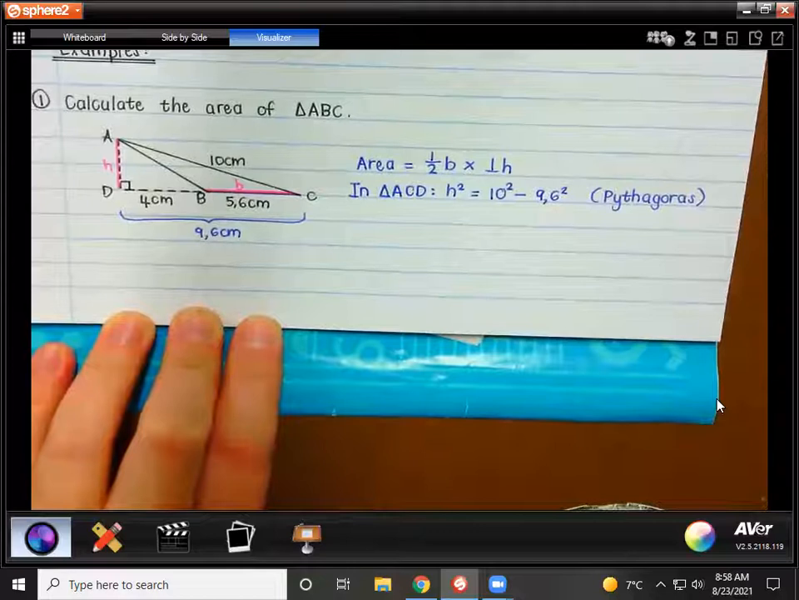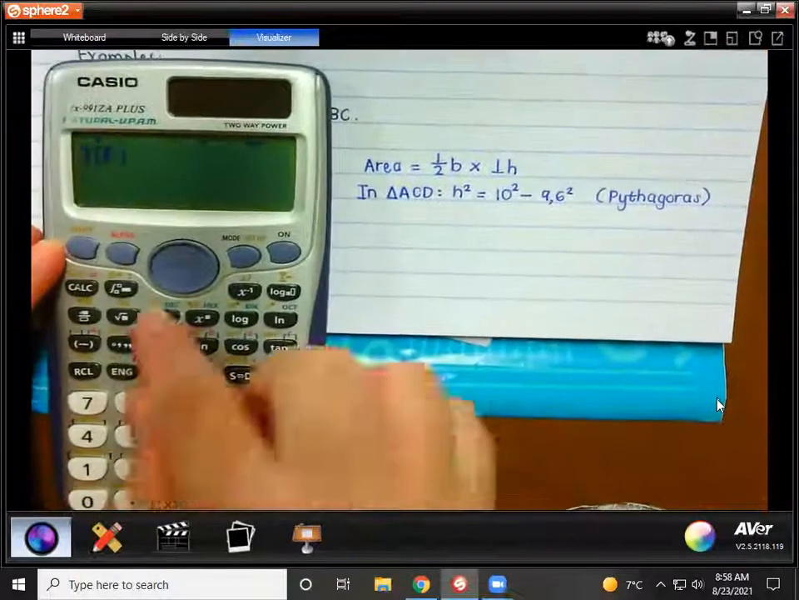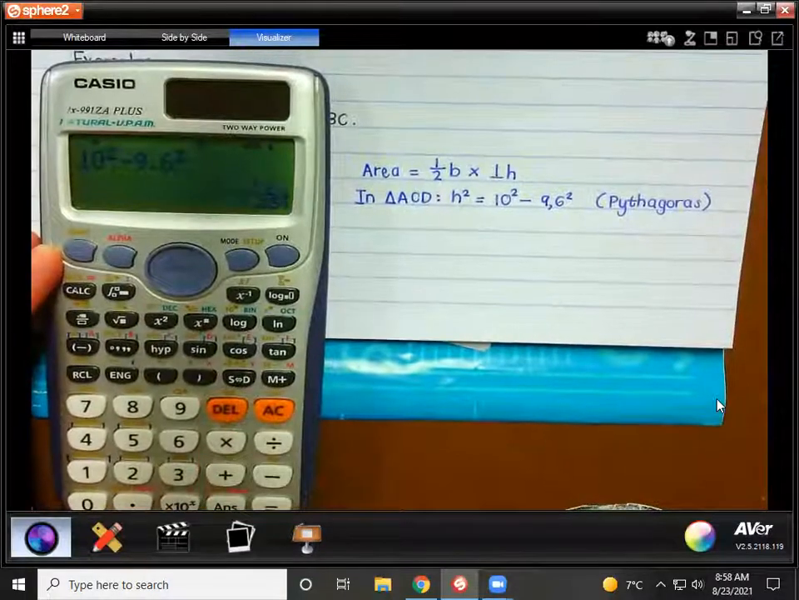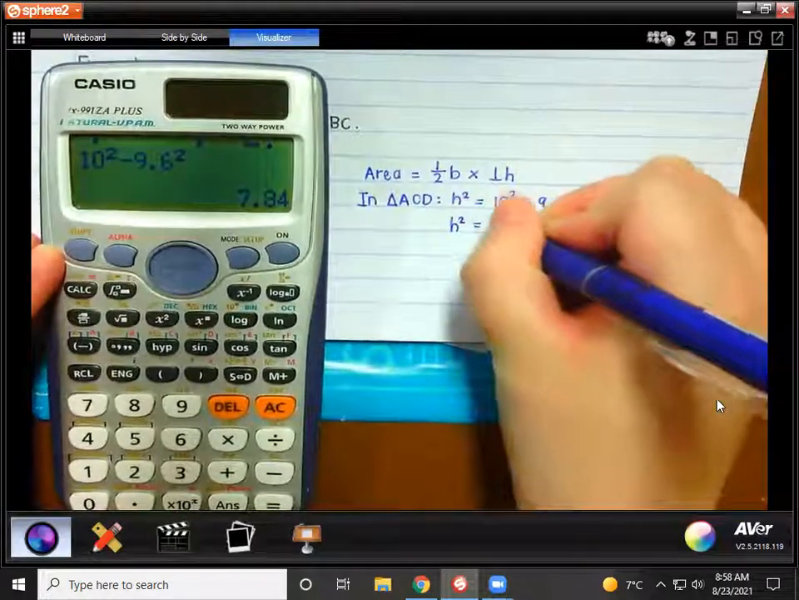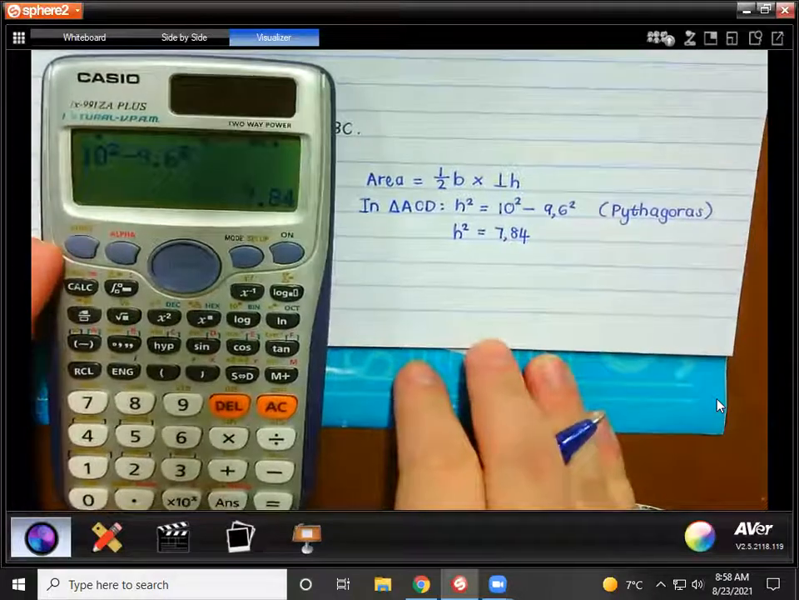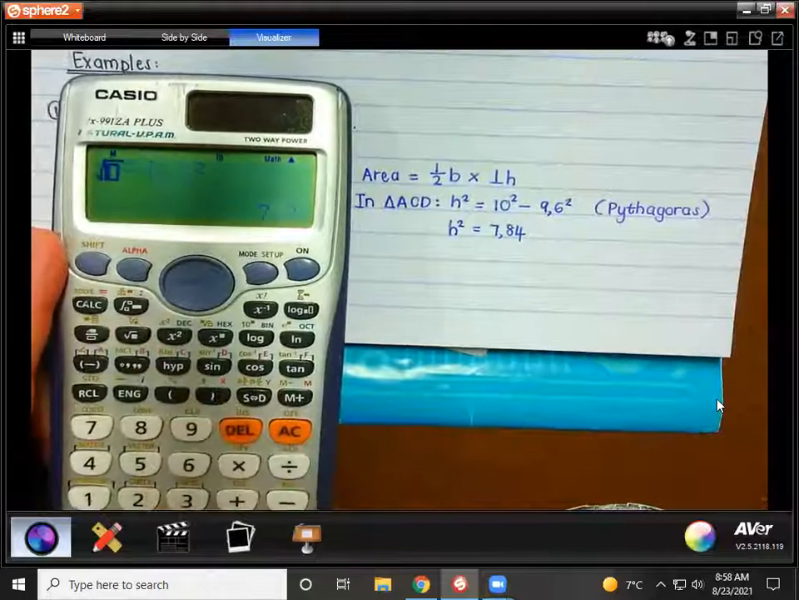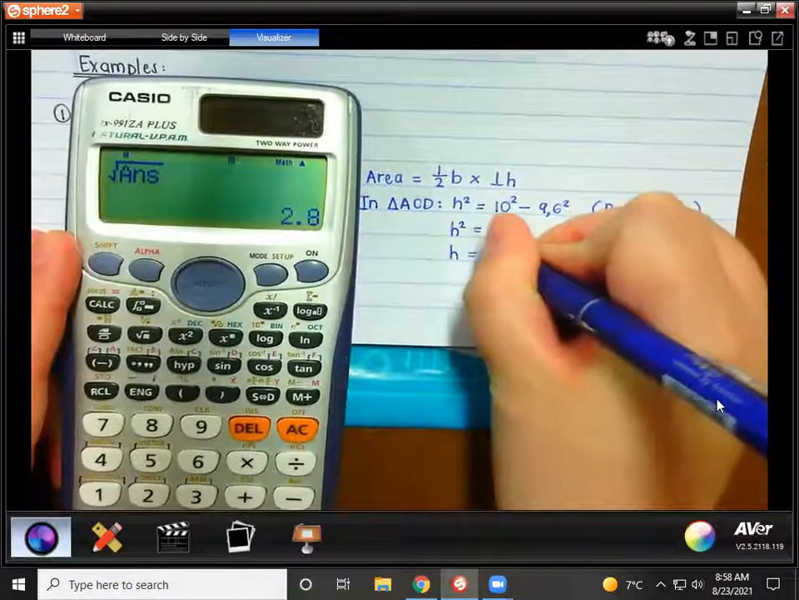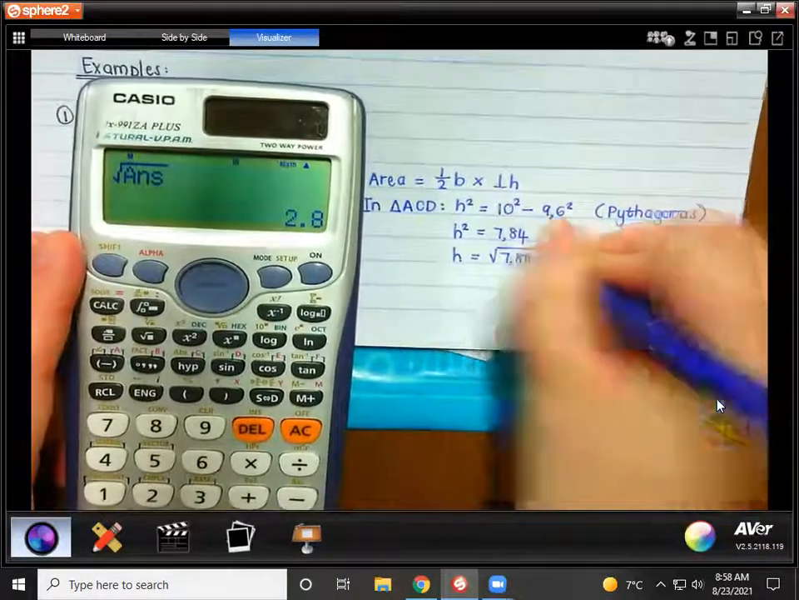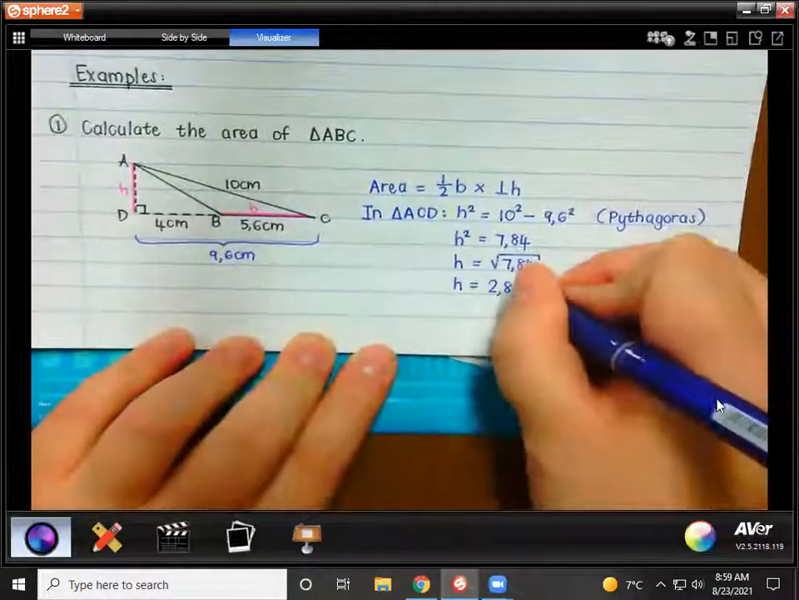I'll just grab my calculator here. Okay, so we're going to say 10 squared minus 9.6 squared. That gives us 7.84. All right, but we want h, not h squared. So what must I do to cancel out that square? I have to take the square root. All right, so h is the square root of 7.84. So h is 2.8 centimeters.